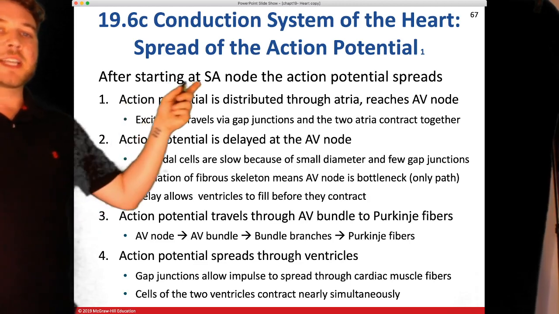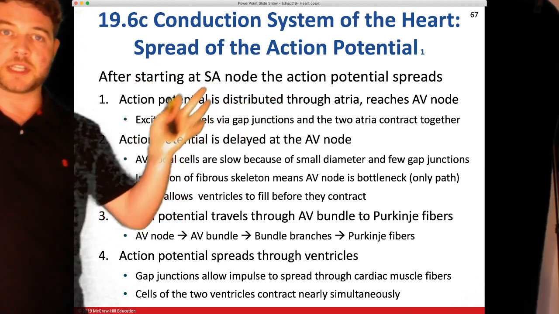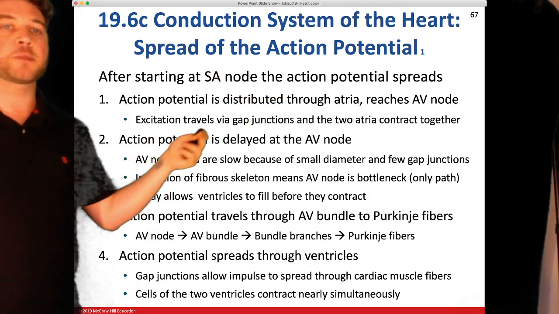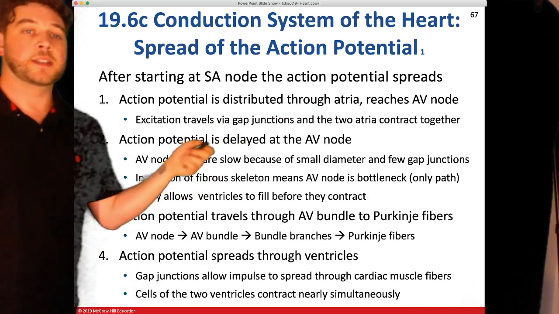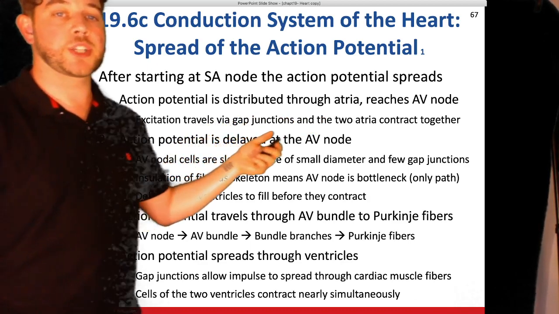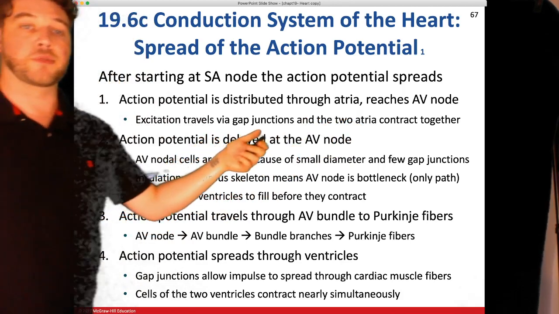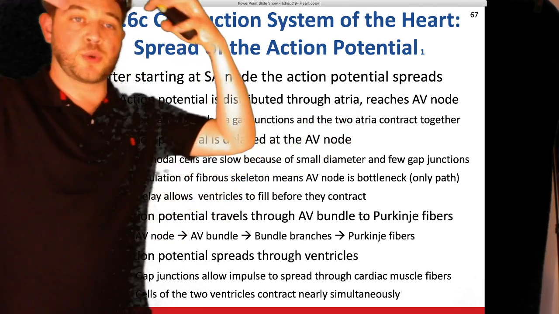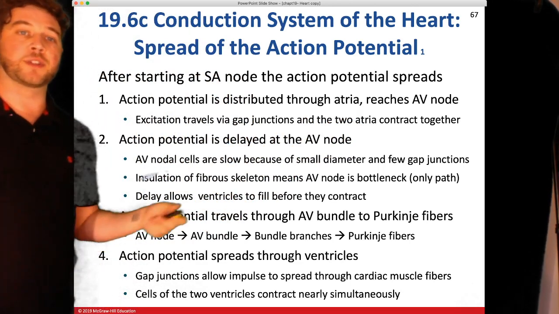Okay, after starting at the SA node, the action potential spreads. So that was all just getting the action potential to initiate at the SA node. Once you have that, the action potential distributes through the atria, reaching the AV node. That excitation travels via gap junctions, and the two atria contract together. So again, this depolarization is going to travel through those ion channels, so that the two upper chambers can contract at the same time, pushing their blood down into the ventricles.